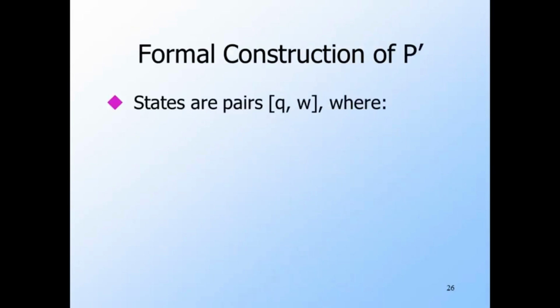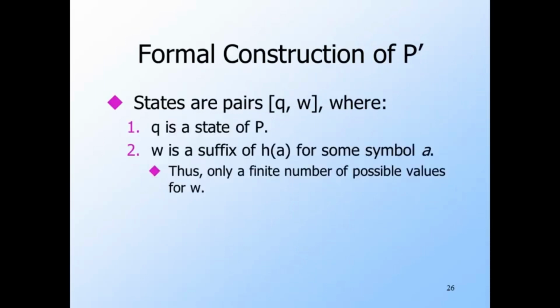To be more precise, the states of P prime are pairs QW, where Q is a state of P, and W is a suffix of H of A for some symbol A. Note that given P and H, there are only a finite number of values of W, and of course P has a finite number of states Q, so P prime also has a finite number of states as is required for any PDA.